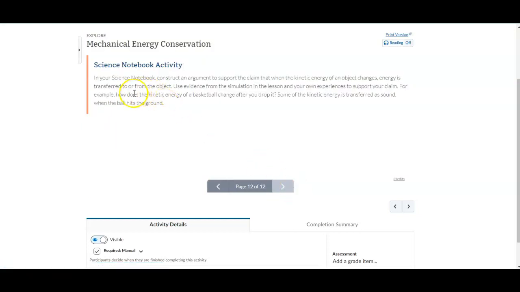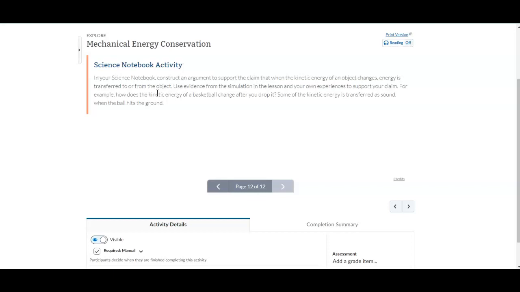And then here is your notebook activity for this lesson. It says in your science notebook, construct an argument to support the claim that when the kinetic energy of an object changes, energy is transferred to or from the object. So use evidence from the simulation in the lesson and your own experiences to support your claim. For example, how does the kinetic energy of a basketball change after you drop it? So some of the kinetic energy is transferred as sound when the ball hits the ground.